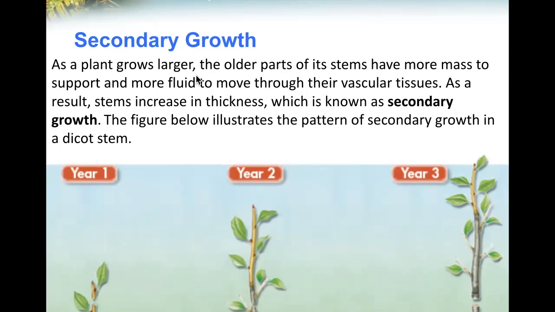As a plant grows larger, the older parts of its stems have more mass to support and more fluid to move through the vascular tissues. As a result, stems increase in thickness, which is known as secondary growth. The figure below illustrates the pattern of secondary growth in the dicot stem. Here's that primary. The secondary growth is the extra thick stem, continuing to get thicker to support the increased primary growth. Notice the appearance of bark on these portions.